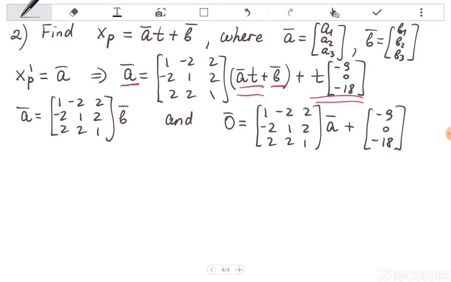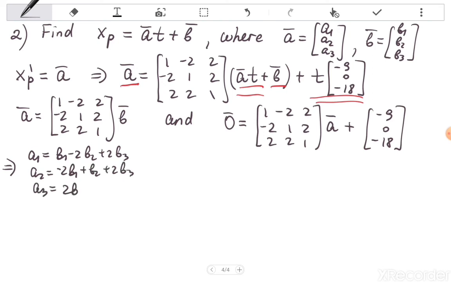So we get these two systems. Each vector has 3 coordinates, so we have to find all these coordinates. So let's write it as systems. This one is the same as a1 is b1 minus 2b2 plus 2b3, a2 is minus 2b1 plus b2 plus 2b3, and a3 is 2b1 plus 2b2 plus b3.